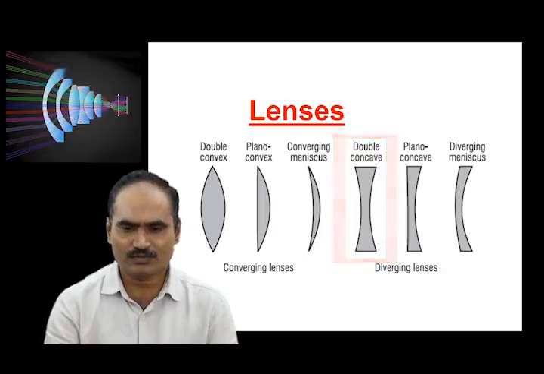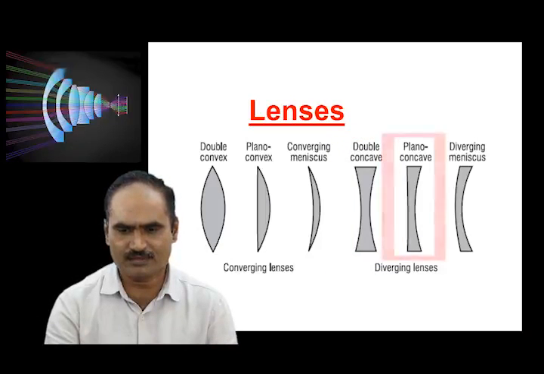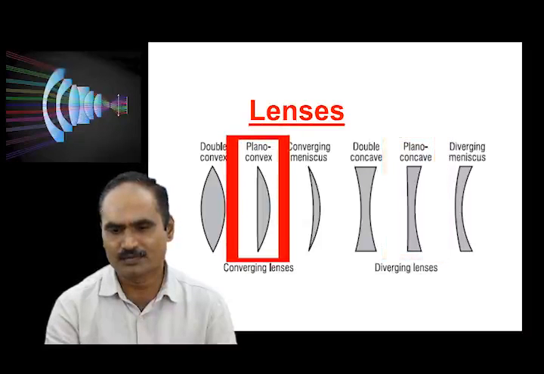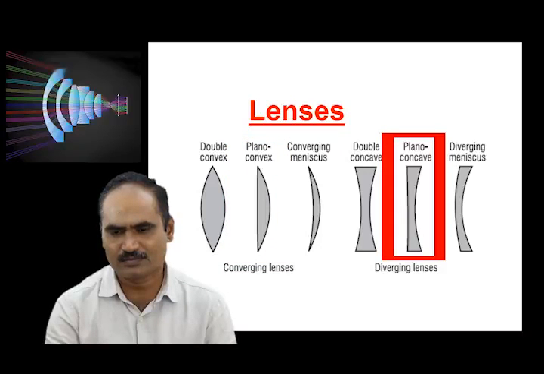Apart from this, we can also have another kind of lenses like this. So this is a plano concave lens, and another one is a plano convex lens. This is a plano convex lens, and this is a plano concave lens. You can get it.